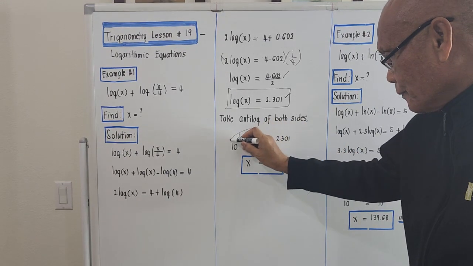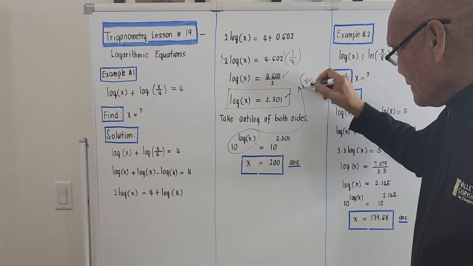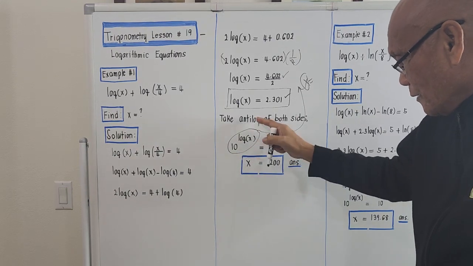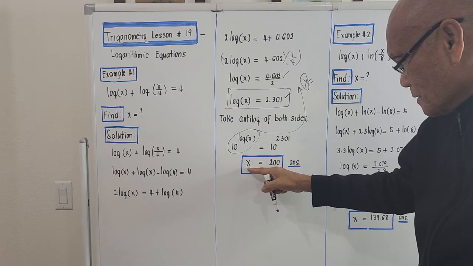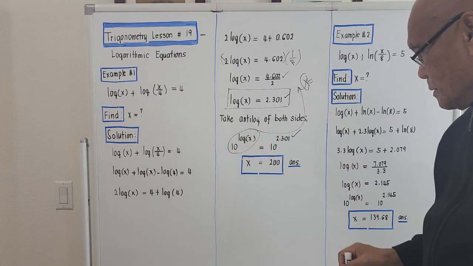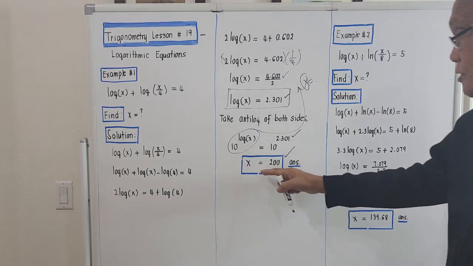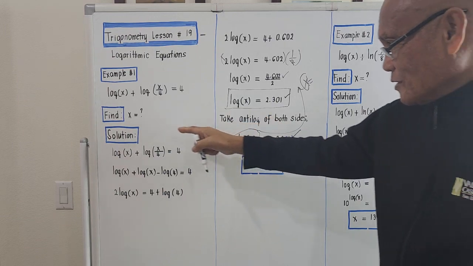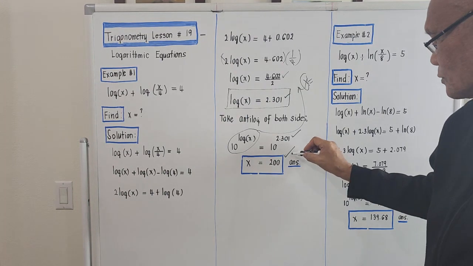But this one here is simply x. The antilog of the logarithm of any given function is just the given function, so the antilog of the logarithm of x will be simply x. And this should be equal to 10 raised to 2.301, and x now will be equal to 200. This is the value of x without the logarithm sign, because the problem is just asking for the value of x, not the log of x. So the answer will be x equal to 200.